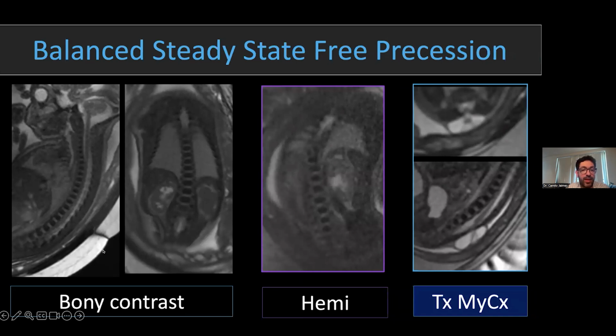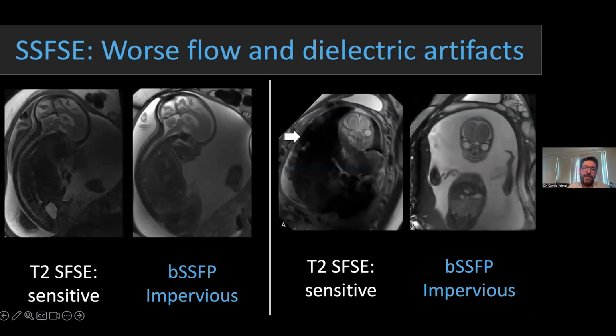The images on the left are from normal spines. The image in the middle is from a hemivertebra and a segmentation anomaly in the lower thoracic spine. The images on the right are from a terminal myelocystocele, and you can see the cord that's low-lying and protrusion of some elements and still a skin-covered defect.